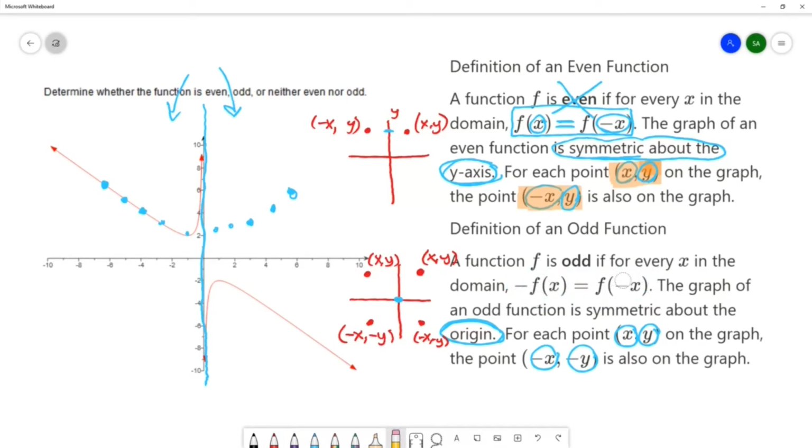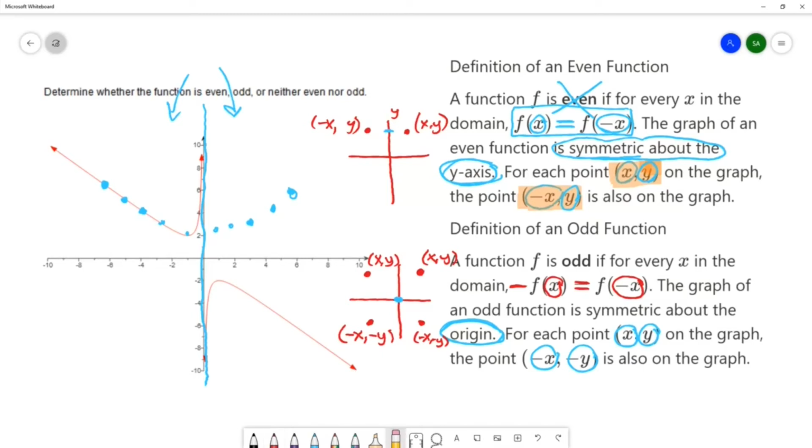This is the definition that you're going to use if you're given the equation. And here I have the x's being opposite of each other. And because of this negative here, the y values are also opposite of each other.